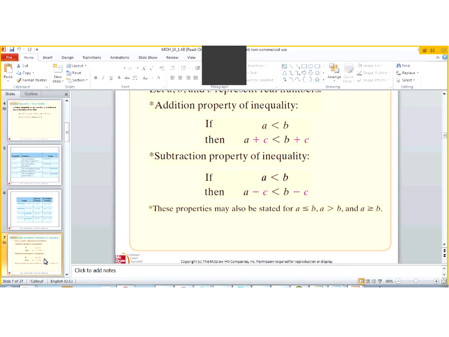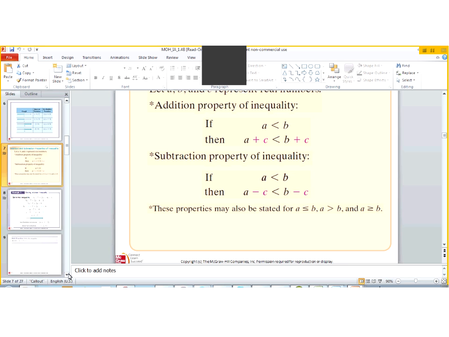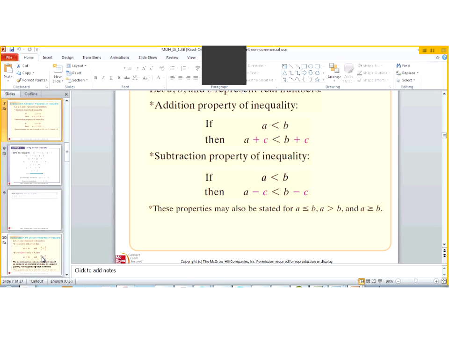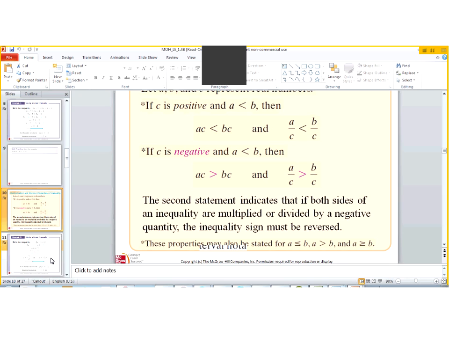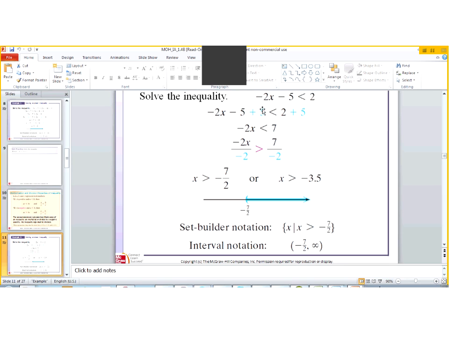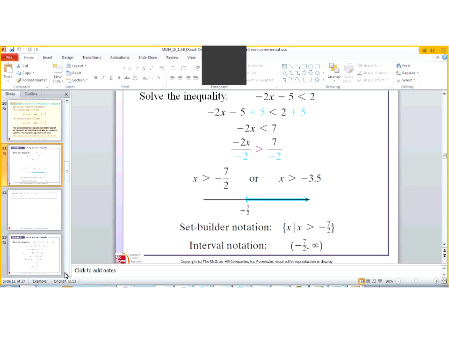So again, we can add or subtract any number from both sides of the inequality, but if you divide by a negative or multiply by a negative, you switch the direction of inequality to its opposite side. Okay. Now this would be an example of that. So in this case, you add 5 to both sides of the inequality, but when you divide by -2, you switch the direction of inequality to its opposite side, and then you graph them and write it in the interval notation as needed.